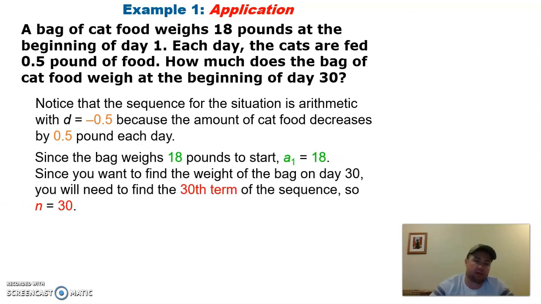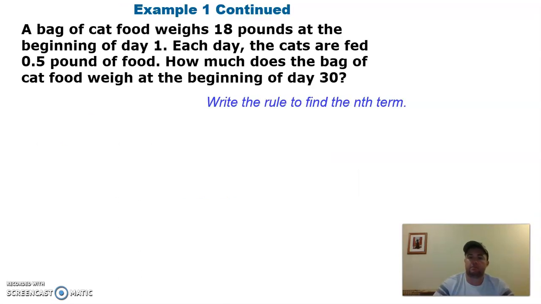Since the bag weighs 18 at the start, my first number, or a sub 1, is going to be 18. My n is going to be 30 because that's the number I'm looking for, and D is going to be negative 0.5 because that's my common difference. We're going to write a rule because I don't want to sit here and do 18 minus 0.5, minus 0.5, 30 times over. We're going to be efficient about this.